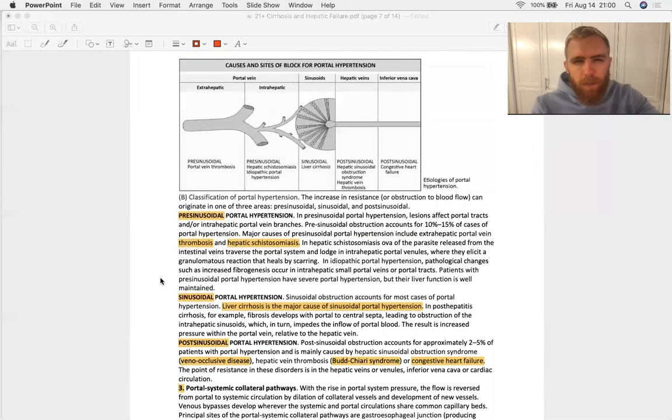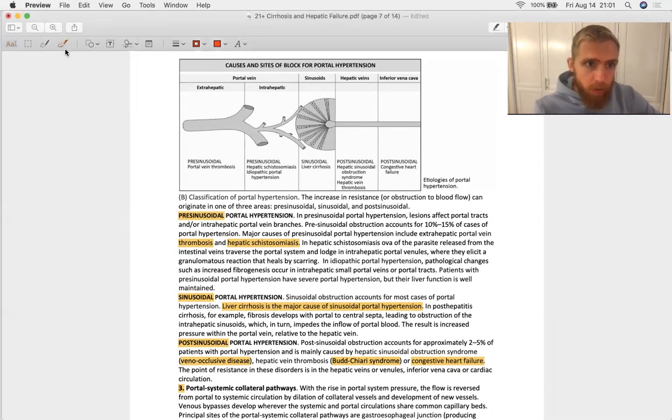This image, top of page 7, not really telling you anything you can't think through. It's helpful to organize your flow chart in your own head, though. We're talking about portal hypertension, and you can have different causes of portal hypertension. Now, when we talk about cirrhosis, we're talking about a sinusoidal hypertension, meaning the origination of the high blood pressure is in the liver. It's the scarring that's taking place in the sinusoids. So you could also get portal hypertension from a pre-sinusoidal or post-sinusoidal cause.